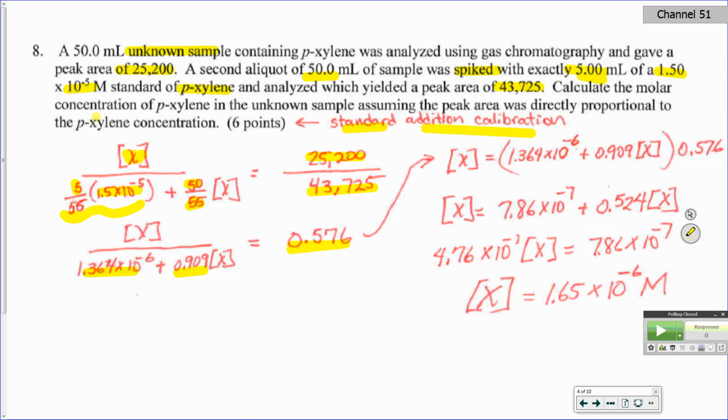All right? So when you do the math and solve for X, you get X is 5.16 times 10 to the minus 6 molar paraxylene. So it's just an algebra problem at that point.